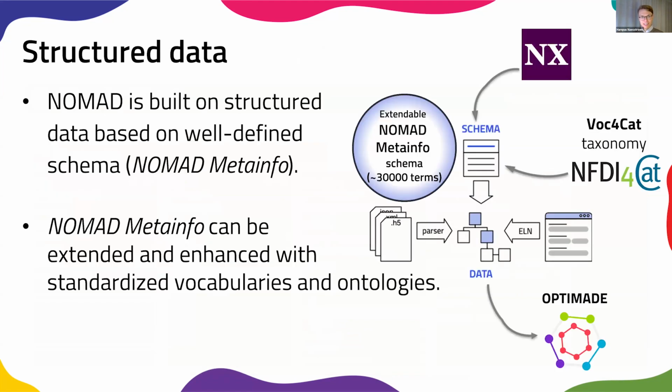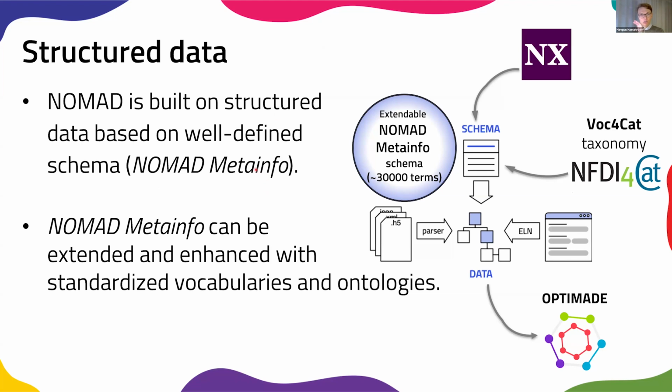So speaking of that, the structured data. NOMAD itself is built on a custom data schema. So we have something called NOMAD metainfo, which is what you use to model the data and model the schemas in NOMAD. But NOMAD can also be enhanced, so we can understand and export into NeXus format as well. We can annotate with things like voc4cat, which we do for the catalysis. We also expose our data through different APIs. So for example, the OPTIMADE API, so that you can access the data in different ways. And we are working on adapting to more and more of these tools.